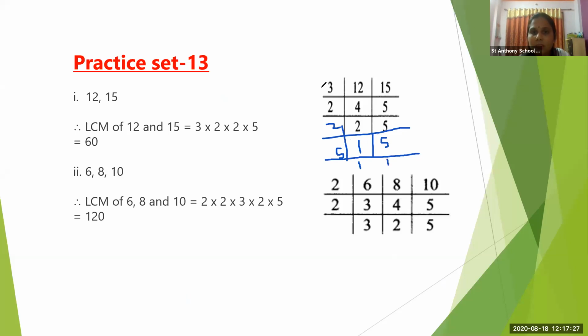So what are the numbers? 3 into 2 into 2 into 5, right? So this is our LCM, 3 into 2 into 2 into 5. Okay, so if you want to find HCF, then take 12 separately as well as 15 separately. Find the factors of 12 and find the factors of 15. Okay, and if you want to find LCM, you can use this method. Okay, take it in group and then divide it. Okay, and whatever the factors you will get is your LCM.